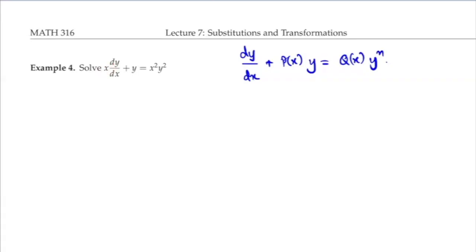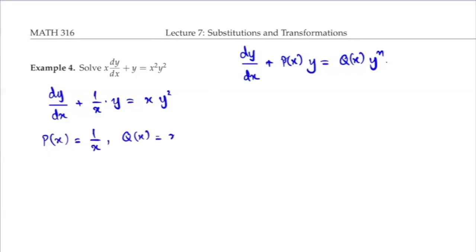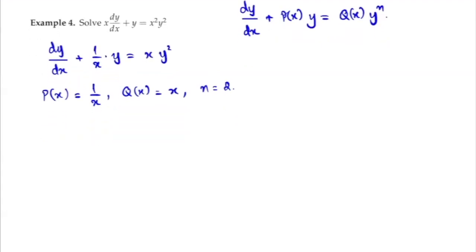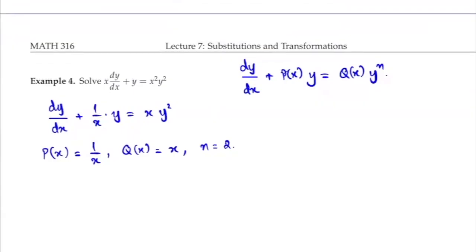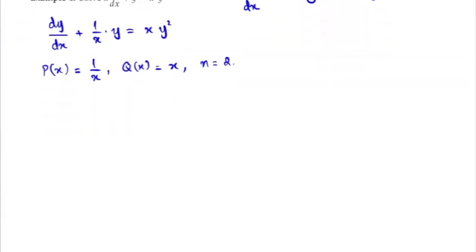Therefore, the first step is to divide both sides by x. And you get dy/dx plus 1 over x times y equal to x times y squared. So in this case, p of x is equal to 1 over x, q of x is equal to x, and n is equal to 2. Now you identify that y squared is the term that you have to divide both sides by. So divide both sides of the differential equation by y squared.